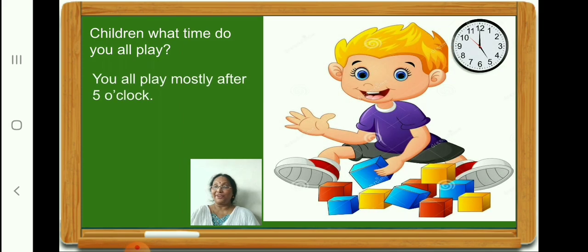Children, what time do you all play? You all play mostly after 5 o'clock till evening. Look at the picture. In the picture, you can see the boy is playing at 5 o'clock, right?